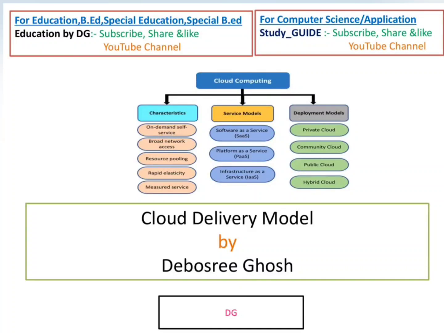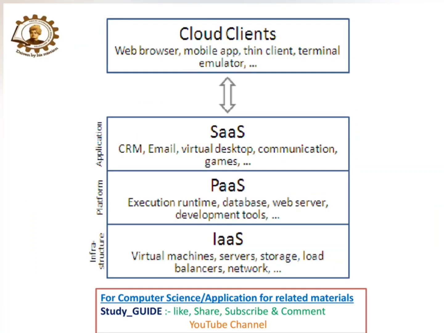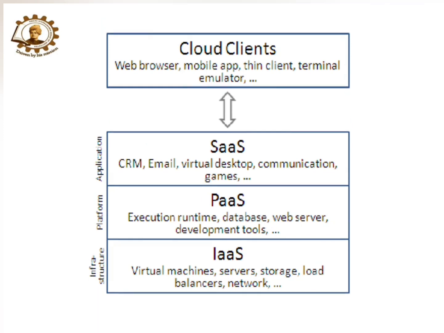Today, we will study about cloud delivery models. The software process improvement model, that is SPI model, is a structured approach to enhance software development process. It's a road map for organizations to optimize efficiency, quality, and project outcomes. Mainly, it has been divided into three sections: SaaS, that is software as a service, PaaS, that is platform as a service, and IaaS, that is infrastructure as a service.